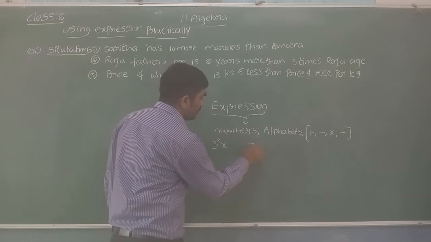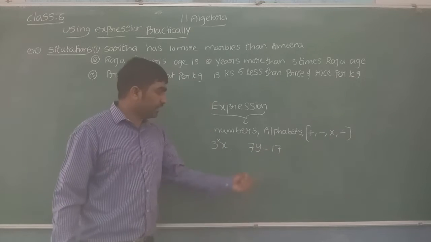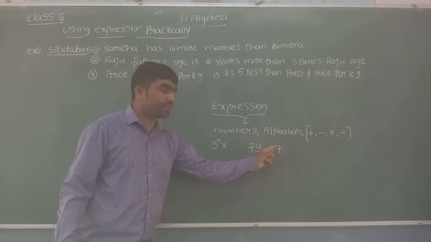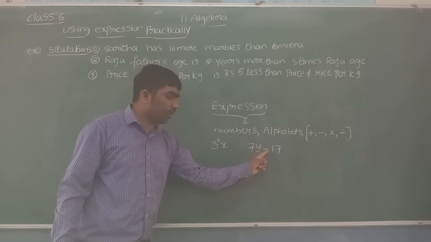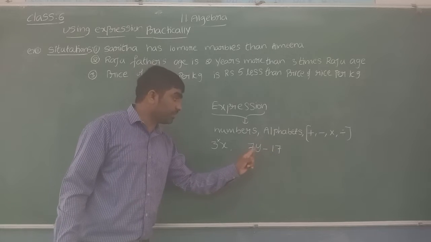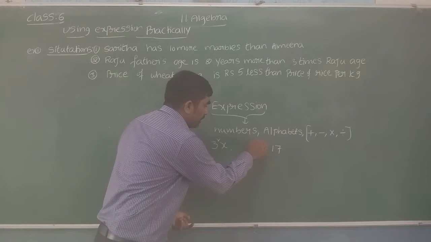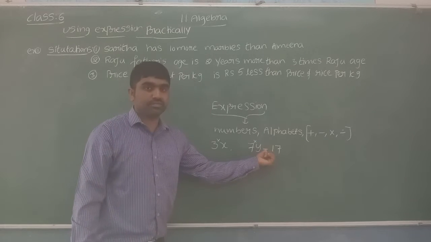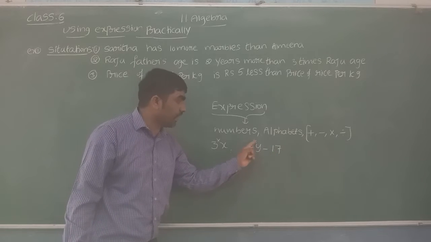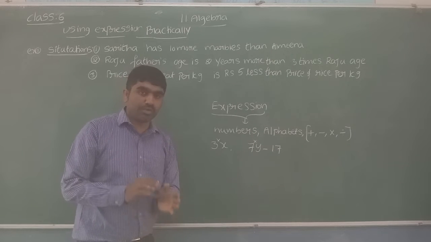Let me take one more: 7y minus 17. It is also an expression which is made up of constants, variable, and operation. Here the constants are 7 and 17, and the variable is y. And which operations did we take, beta? Here we took multiplication, and here we took subtraction. So with the help of constants, variables, and these operations, this expression is formed. Hope it is clear now.